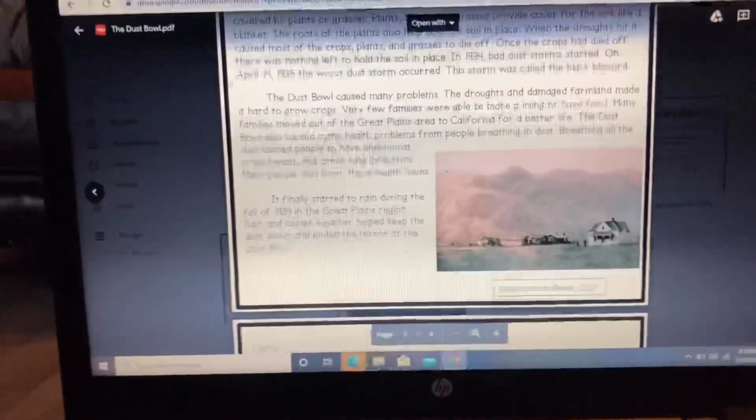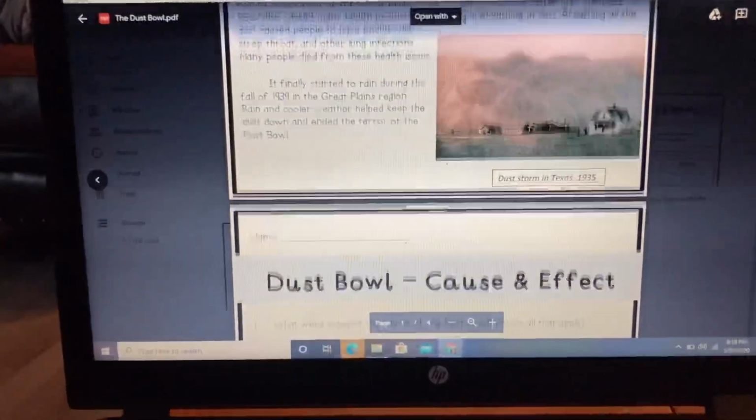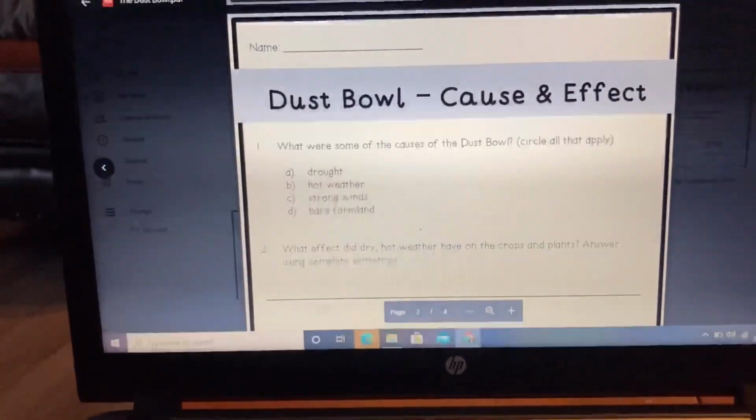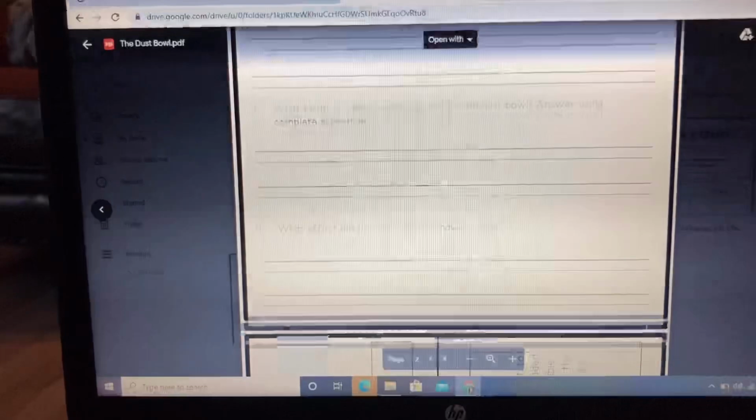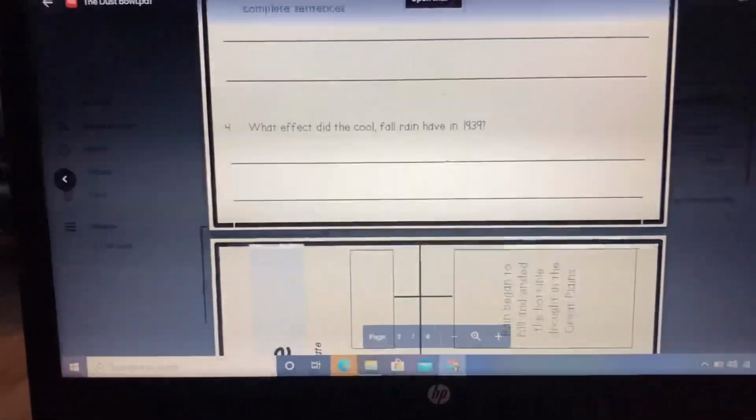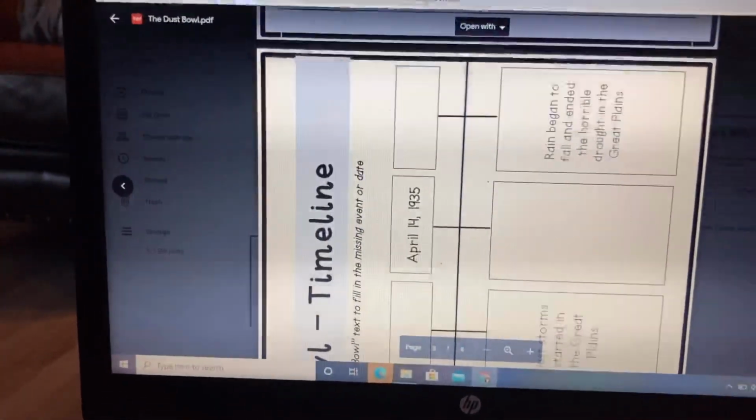I'm going to read this passage, okay? If you want, you can close read it. And then Dust Bowl cause and effect. You're going to fill this out and then answer some questions. Please make sure you're using complete sentences. You can do them on a piece of paper. And then here is the timeline.